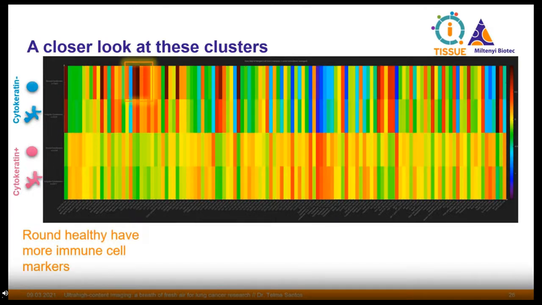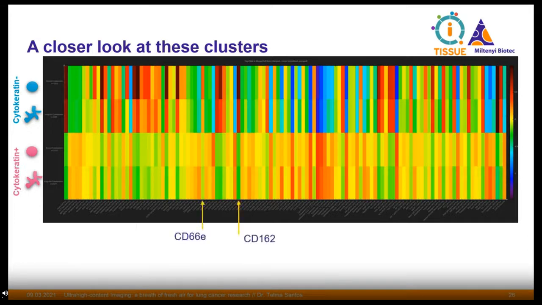First of all, I could see that the round and healthy, so the round and cytokeratin negative cells, seem to have most of the immune cell markers, such as CD2, CD5, CD4, CD3, and CD8 also. This could be seen here quite nicely. We could see that the cytokeratin negative cells had levels of CD66E and CD162, which are related to a kind of inflammation state of the immune cell. So that's also very interesting.